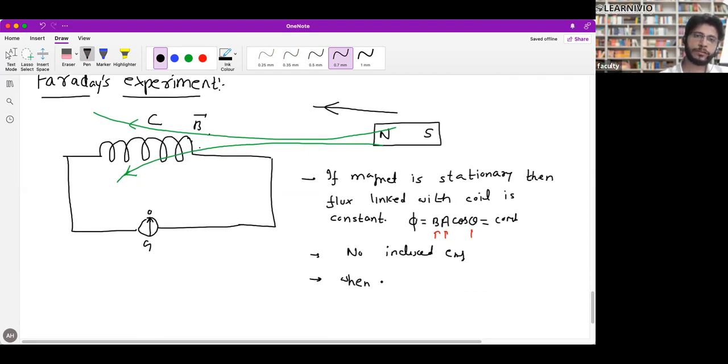That theta will also change, right? Or no, theta is not changing. I'm not rotating the magnet. I'm just bringing it in the same direction. So the magnetic field will remain in this direction only. Area of the coil remains as it is. Only the strength is changing. Angle will change when I rotate the magnet or I rotate the coil. When the magnet moves towards the coil, then B increases.